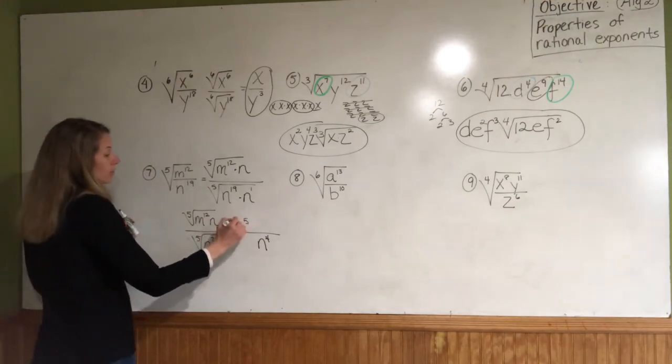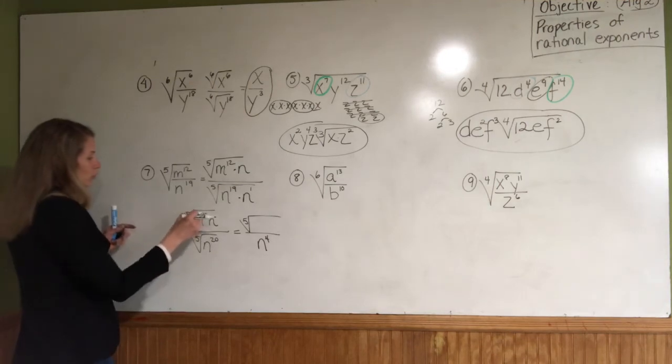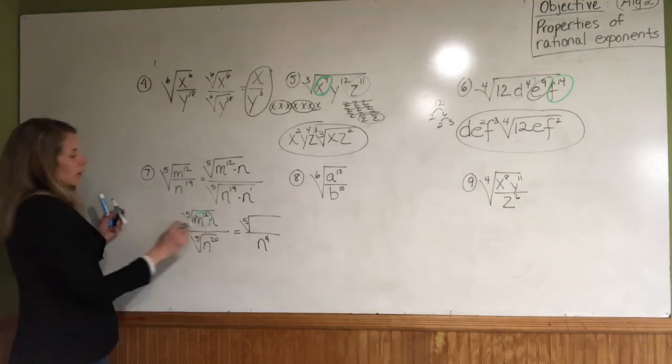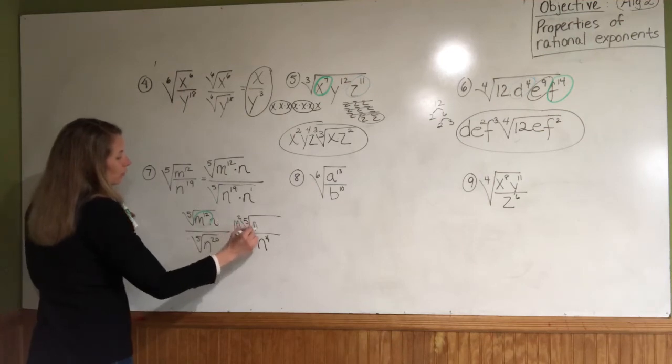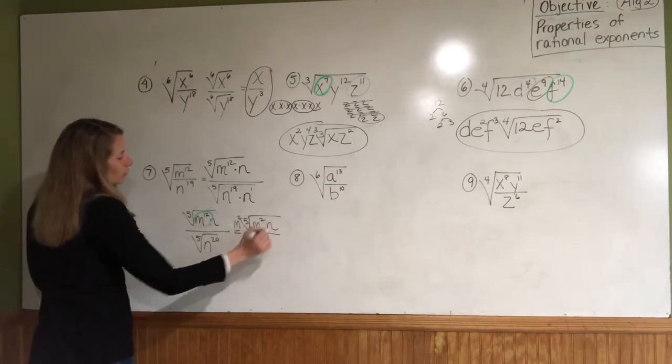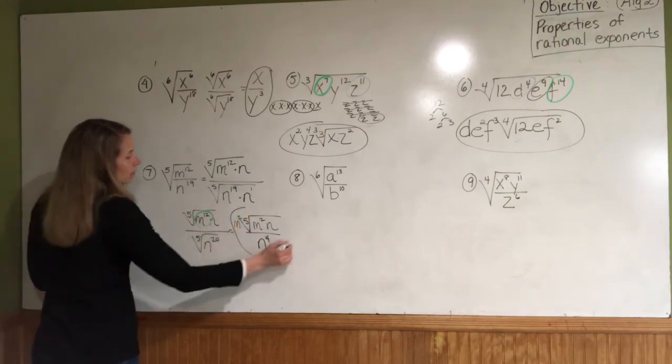And on the top, you might be able to simplify a little bit of this. So the 12 divided by 5 is 2, leaving you with 2 other m's inside. And of course, we also have that n inside as well. So this would be our answer for that one.